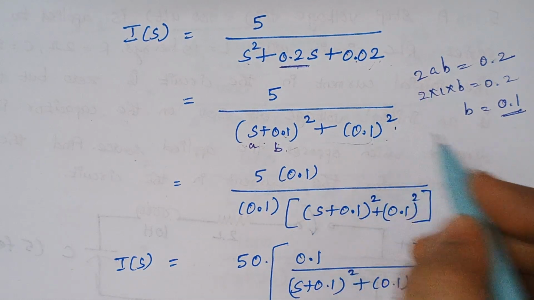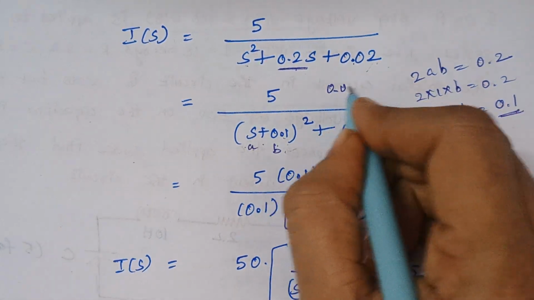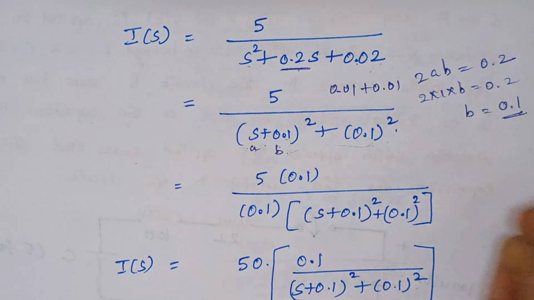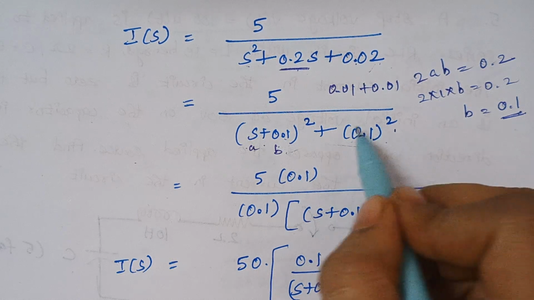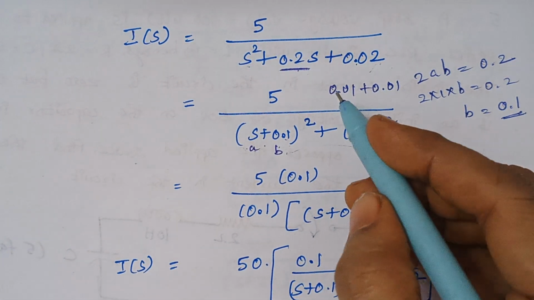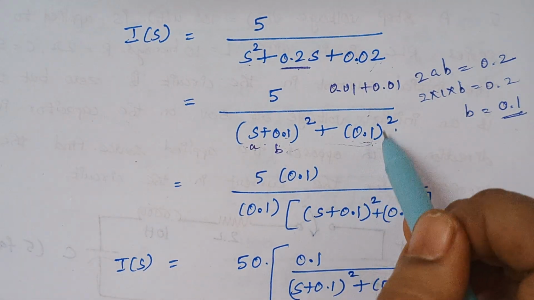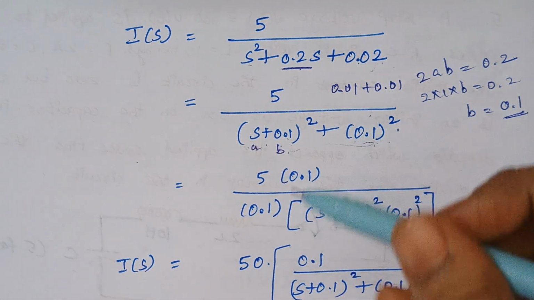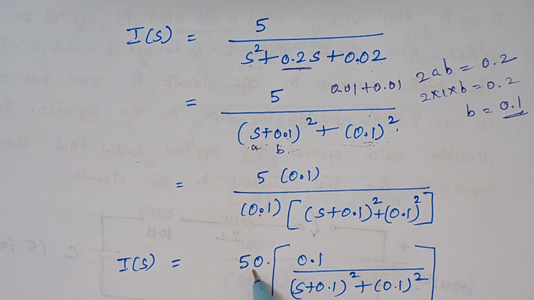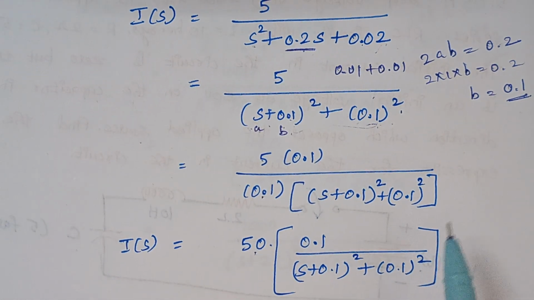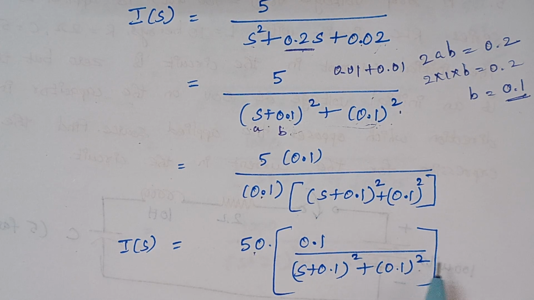Right. So this is quite simple. Right, we are splitting this point 0.02 as 0.01 plus 0.01. That's it. Right, the 0.01 is written as 0.1 whole square. Right, now again you see what is the thing, we have to multiply and divide this number. So when you multiply and divide by this number, you see 5 divided by 0.1 becomes 50, and here we are having the remaining terms: 0.1 divided by s plus 0.1 whole square plus 0.1 the whole square.